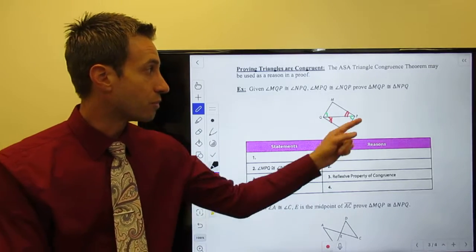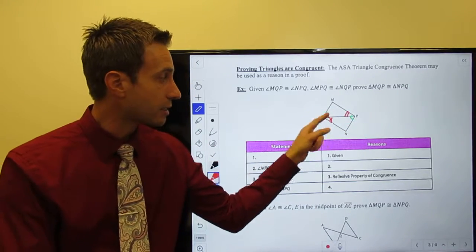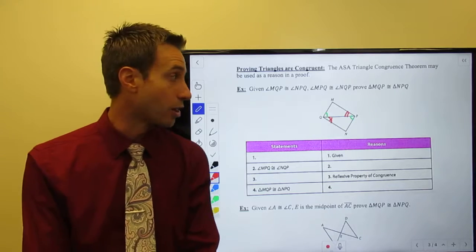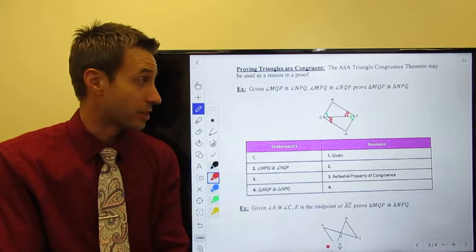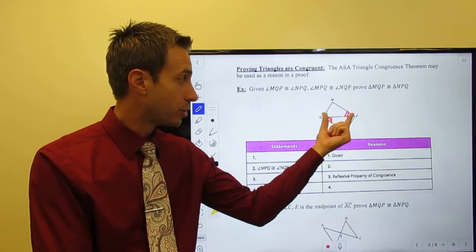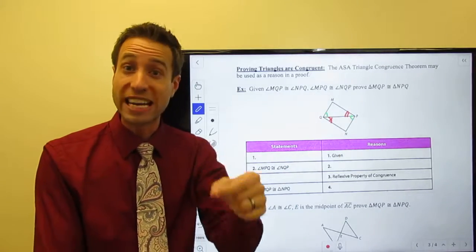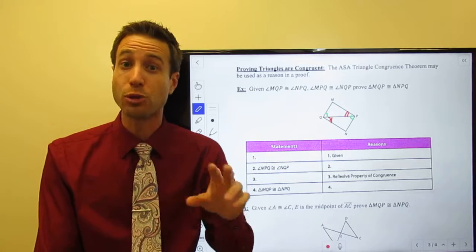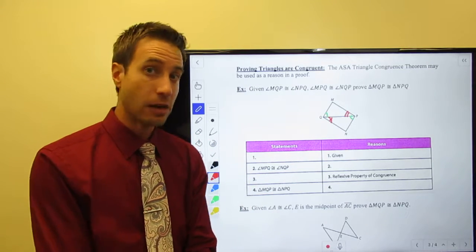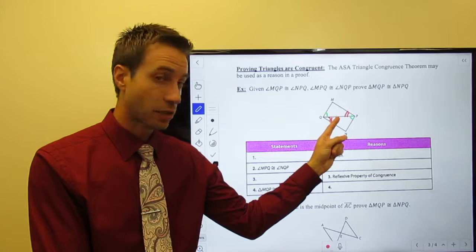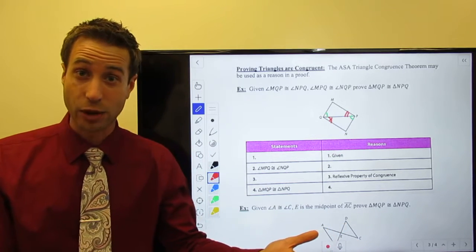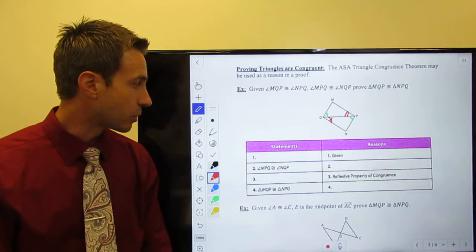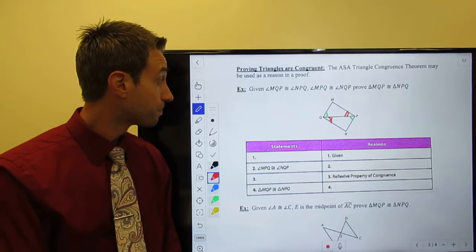Here's what they want you to prove. They want you to prove that the triangle on the top is congruent to the triangle on the bottom. Well, I think you can see where this is going, right? I have two angles that I already know. It's been given to me that those pairs of angles are congruent. All I have to do is show that that included side is congruent, and I have the angle-side-angle congruency theorem. All right, let's see how this goes.